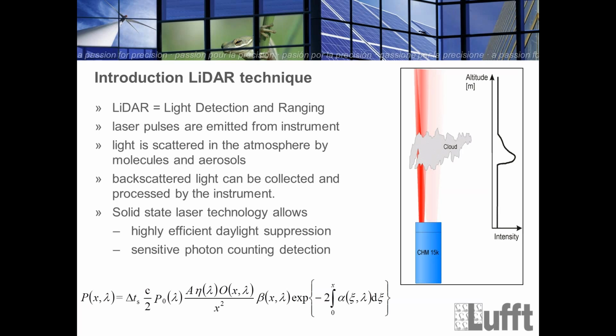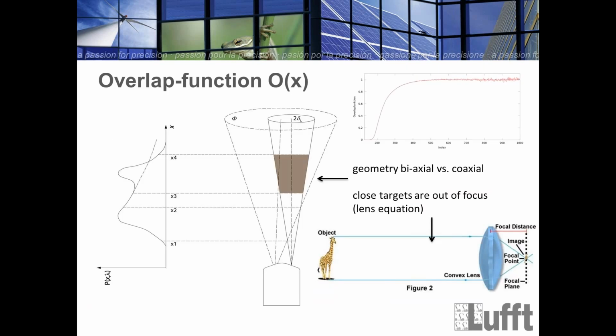At the bottom line, you see a so-called Lidar equation. It gives you all the terms which are responsible for the power which you send out and the power you finally have measured. And in the middle you find a function, called the overlap function, O of x and the wavelength. And this function we will look at on the next page.